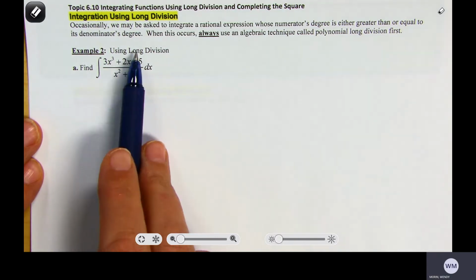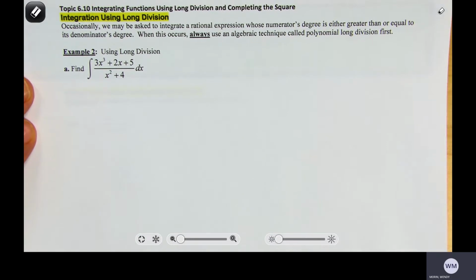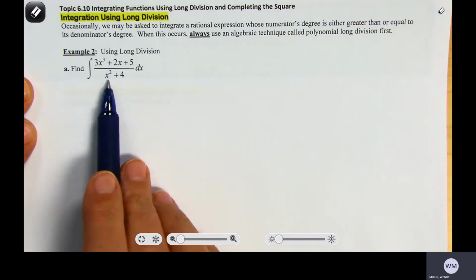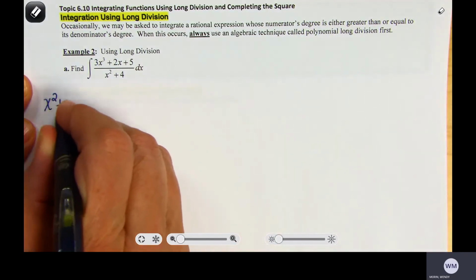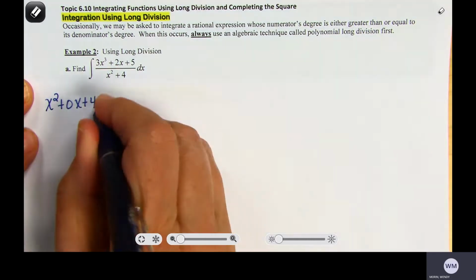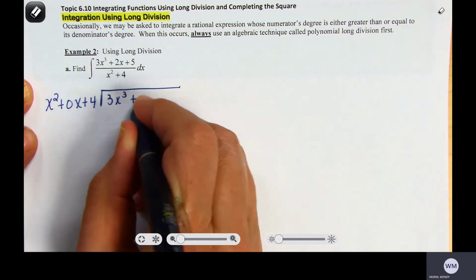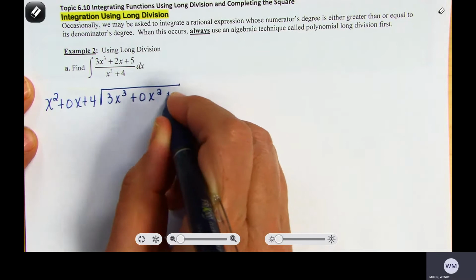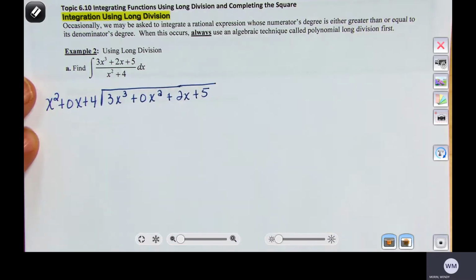So in these cases, you have to remember your long division. So let's review long division. Okay. All right, so I'll go ahead and do the long division right over here. First of all, you have to remember that you're dividing by x squared plus 0x plus 4, because you need to have all of your terms there. And you're going into 3x cubed plus 0x squared plus 2x plus 5. Okay?